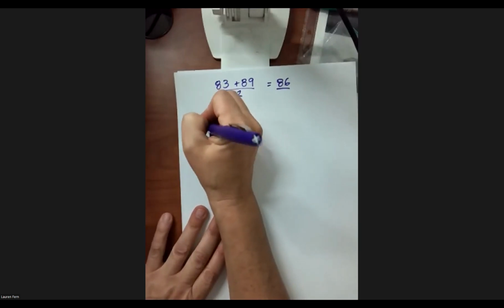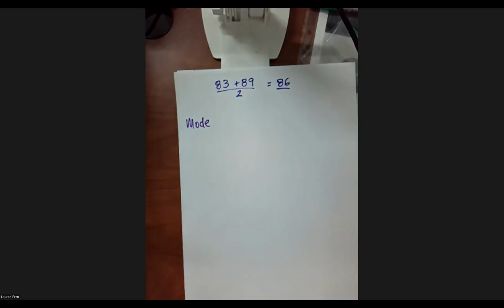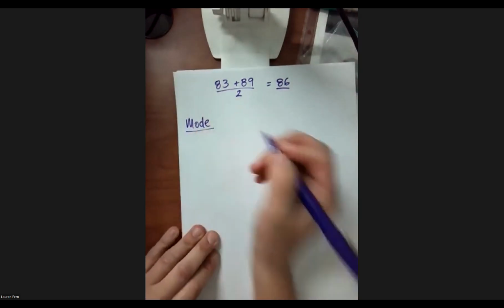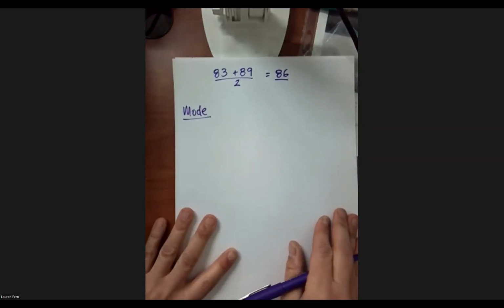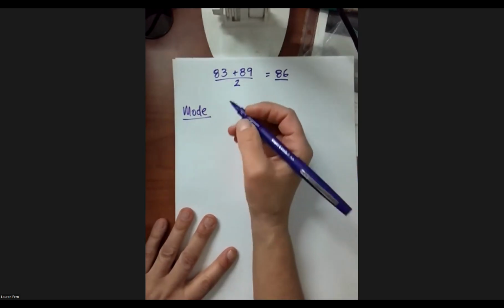So I'm going to give you one more today. I'm going to talk about this just momentarily. And then what we're going to do is say see ya until Friday. Okay. So the mode is the third measure of center. Okay.